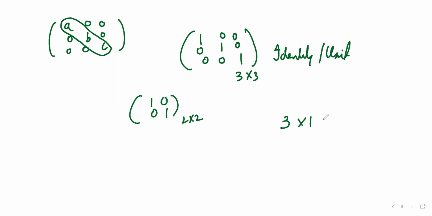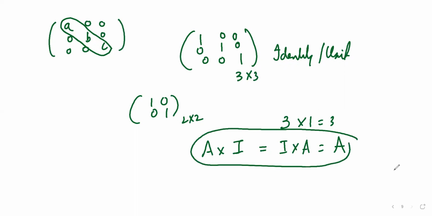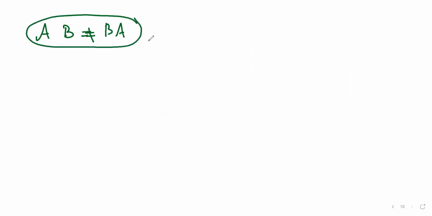Like 3 into 1 is equal to 3. Any matrix multiplied with the identity matrix of the same order will give me back the original matrix. In this case it's commutative. Remember one thing, matrix multiplication is not commutative. A into B will not be equal to B into A. It might hold good in some cases, for some combination of elements, but not always. So in a general sense, matrix multiplication is not commutative.